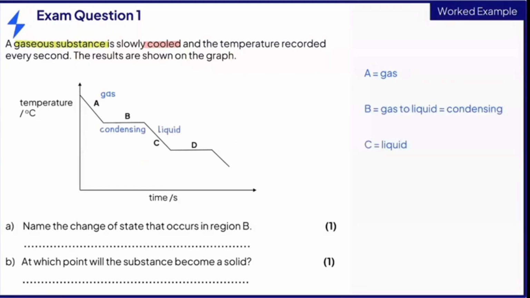The liquid continues to decrease in temperature, shown by C, until it reaches the freezing point at D and becomes a solid. Part A of the question asks for the change of state that occurs in region B, which we can see, for 1 mark, is condensing. Part B of the question asks at which point the substance will become a solid. This will be at the freezing point, which is at D, and again will score you 1 mark.